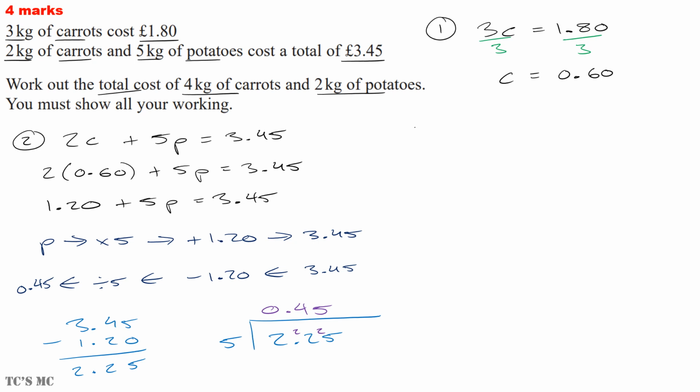For step 3, we need to create a third equation using the third line. So 4 kilograms of carrots add 2 kilograms of potatoes. Now we can substitute. So 4 multiplied by 0.60, add 2 multiplied by 0.45. That is our third mark.